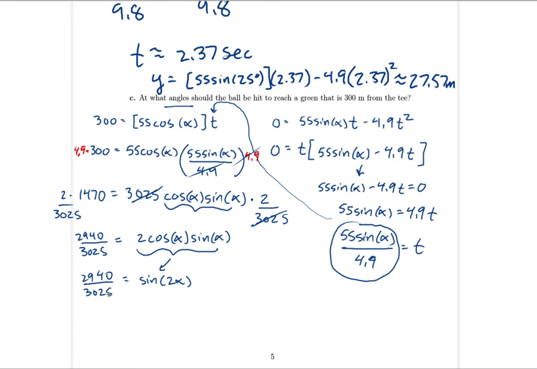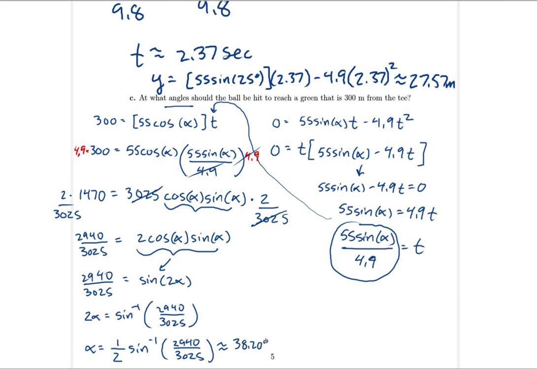All right. Now at this point, we know that if we want to solve for sine, we've got to use the sine inverse. So we'll go ahead and say 2 alpha is the inverse sine of that number from the left, which means alpha is equal to 1/2 times the sine inverse of that. And when you crank all that out in your calculator, what you get, especially if you put yourself in degree mode, is 38.20 degrees. Okay, so that might seem reasonable. I can get there if I hit at an angle of 38.20 degrees.